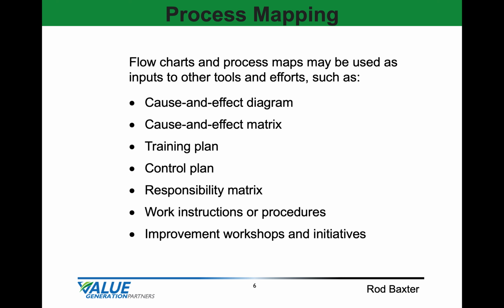So process maps can be used as inputs to a cause and effect diagram or fishbone diagram, or a cause and effect matrix known as an XY matrix. They can be used to create training plans or control plans or responsibility matrix such as a RACI or RASCI. They can be used to create work instructions or even be part of standard operating procedures. We use them in improvement workshops or improvement initiatives.